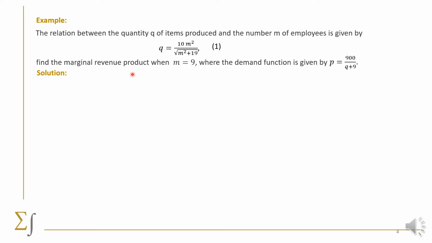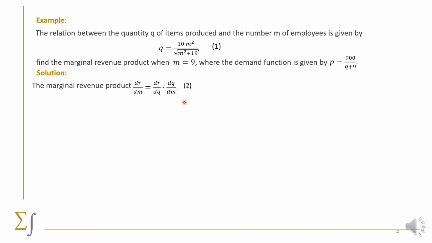The marginal revenue product is the derivative of the revenue with respect to m. And we all know that revenue is related to Q through the relation R is equal to PQ. In order to find the derivative of the revenue with respect to m, we have to use the chain rule. So the derivative of revenue with respect to m is equal to the derivative of the revenue with respect to Q multiplied by the derivative of Q with respect to m.